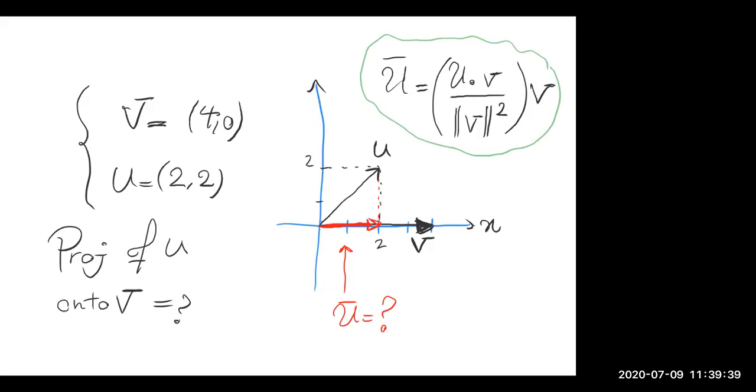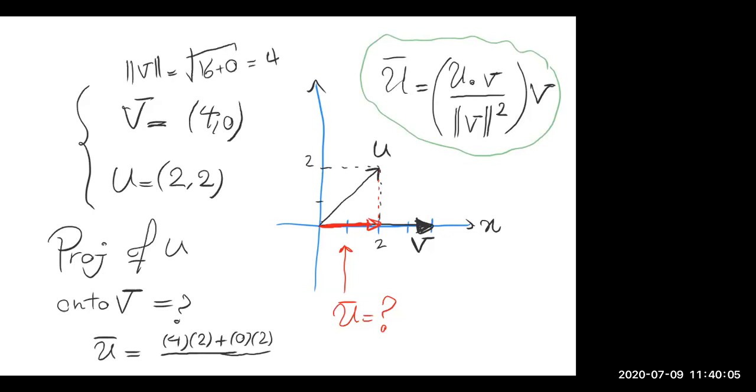So here in this case, u bar should be the inner product of u and v. What is the inner product of u and v? Well, we can multiply the components: 4 times 2 plus 0 times 2. What is the length of v? The length of v is the square root of 4 squared, which is 16, plus 0 squared, which is 0, which is 4. So the length of v squared is 4 squared, times v.